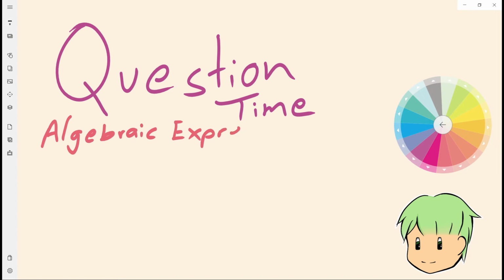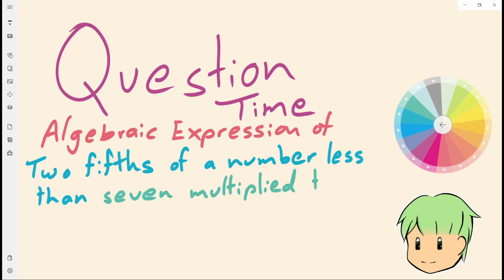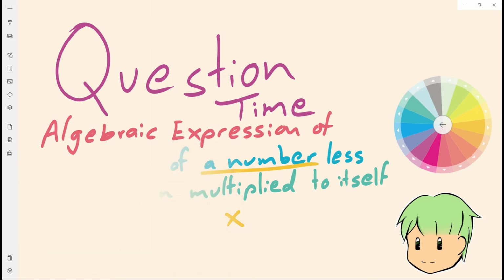Now let's do a challenge. You have to write an algebraic expression for a verbal expression that I give you. 2/5 of a number less than 7 multiplied by itself 5 times. Since x is generally used for unknown numbers, I will use x as our variable. Your answer is right even if you used another variable to represent a number.